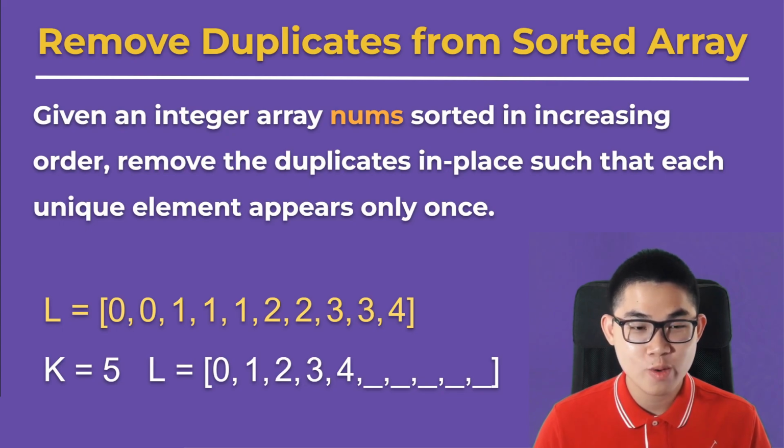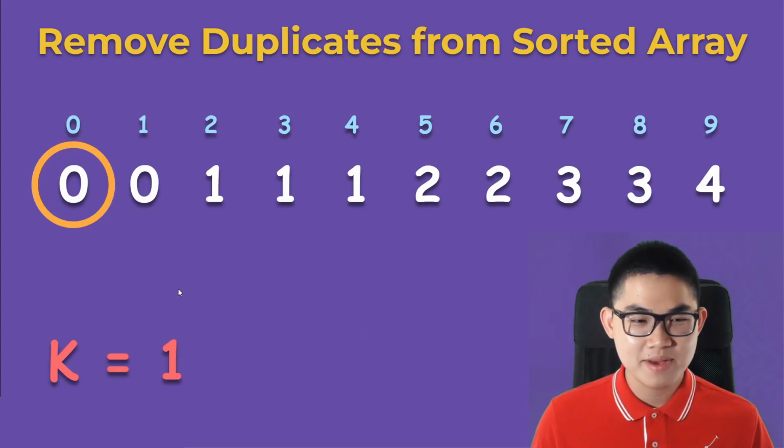Also, our function will modify this list in place. So this is what our list will look like afterwards. It will be 0, 1, 2, 3, 4, and the rest are just underscores. Let's see how we can determine k.